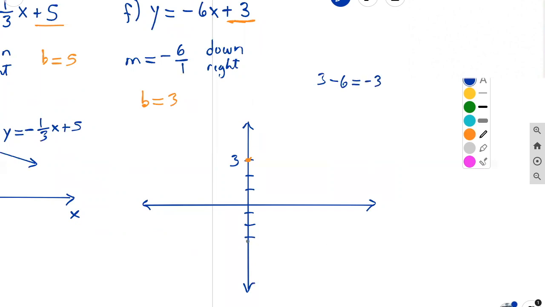Right? So you'd end up at -3 if you went down 6, but then you also go 1 unit to the right. So let's pretend that this is 1. And so down 6 and then 1 to the right, you end up right there. And then we connect with a straight line. And there we go. There's a line y equals -6x plus 3.